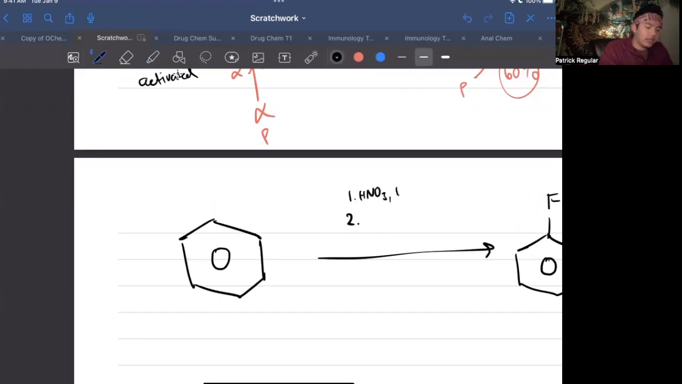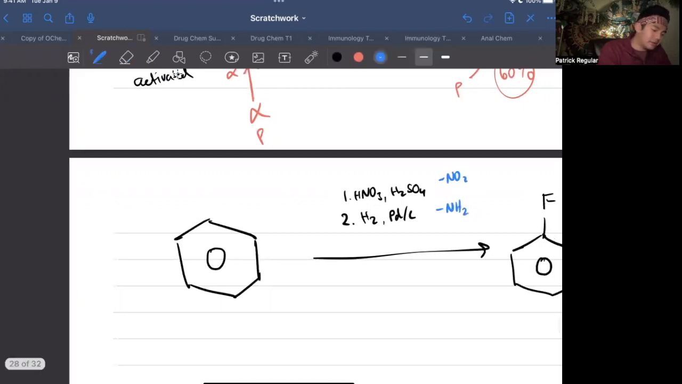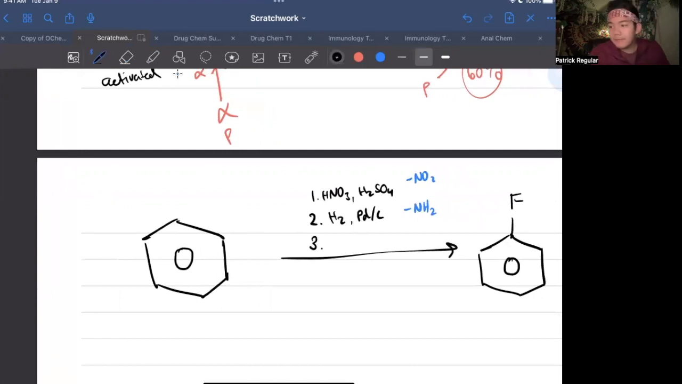HNO3, H2SO4. That adds a nitro group to it. So this adds an NO2 to that aromatic ring. H2, Pd/C. That changes that NO2 into NH2. Then NaNO2, HCl, 0 degrees Celsius. That changes it to N.